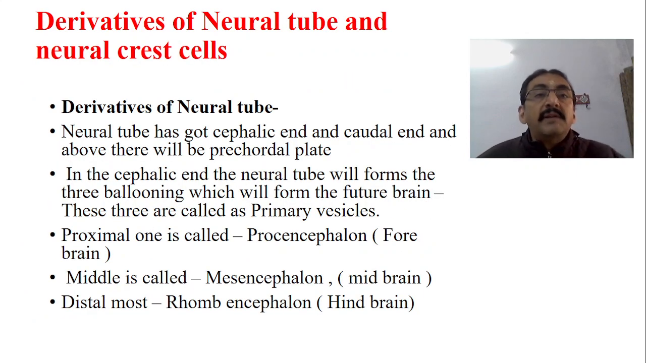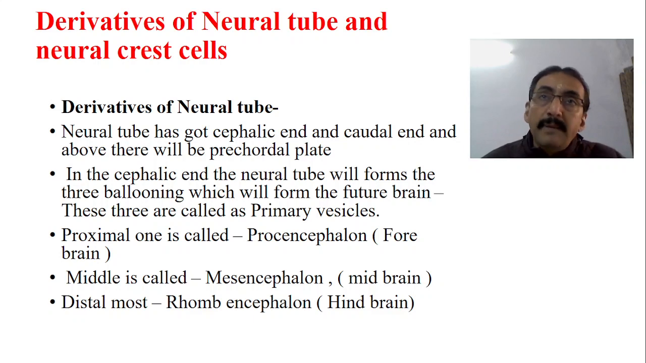Now, what are the derivatives of the neural tube and neural crest cells? We know what is meant by neural tube, and what is meant by neural crest, the finger-like projection which is coming from the tube area. So that is called the neural crest. First, we'll see the derivatives of the neural tube. The neural tube has a cephalic end, we know that, the anterior end, and also the caudal end.